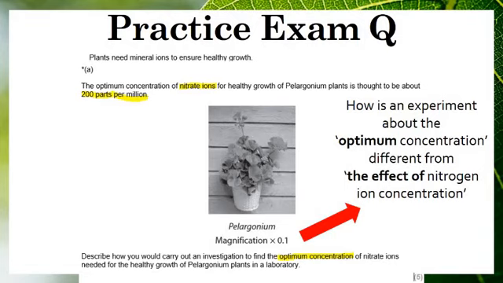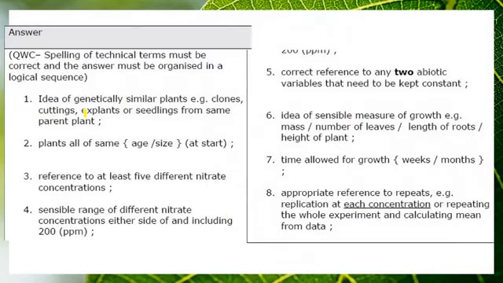Let's look through our mark scheme and see if what you've written matches up with what we're needing. So again, we're looking for controls in order to make our data more comparable, so we could use genetically similar plants, so clones, cuttings, seedlings of something from the parent plant. You would make sure that you control plants to be all the same age or size at the beginning. Again, we're looking for at least 5 different nitrate concentrations. And we're looking for a sensible range that you're suggesting.